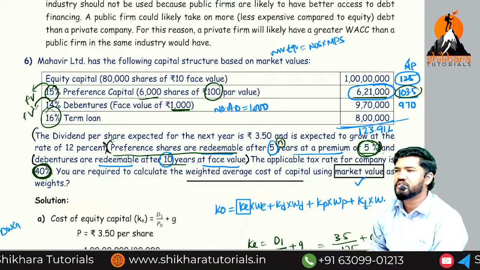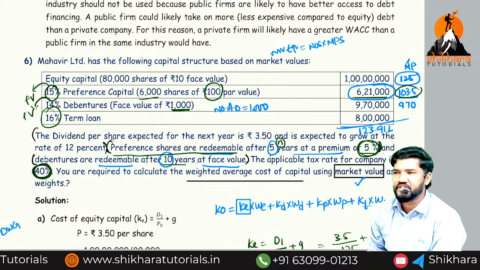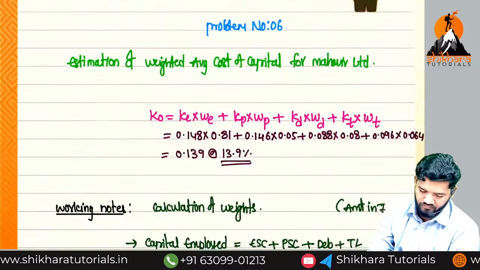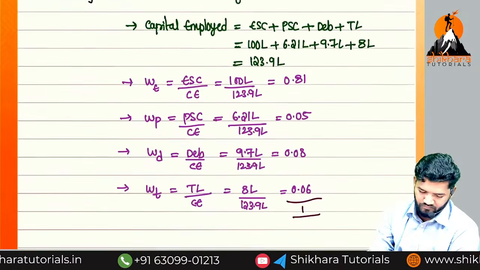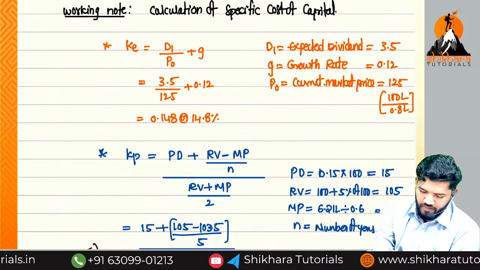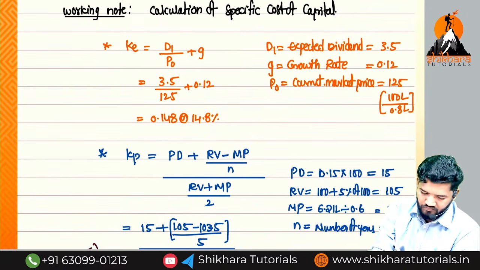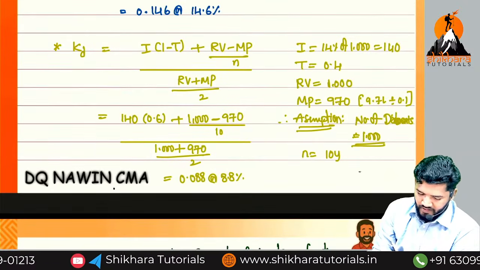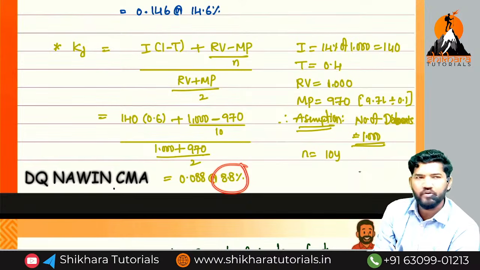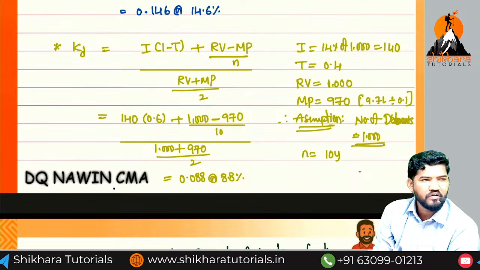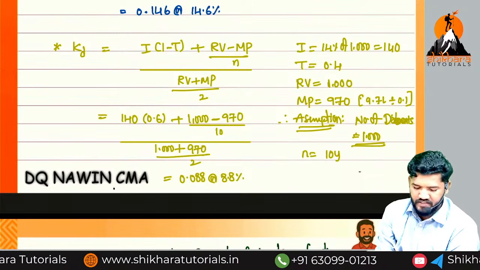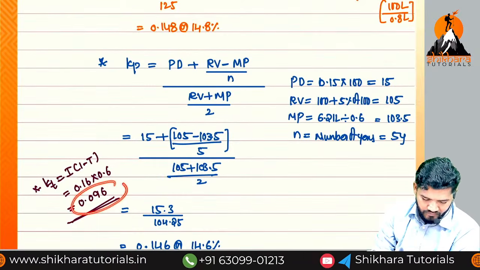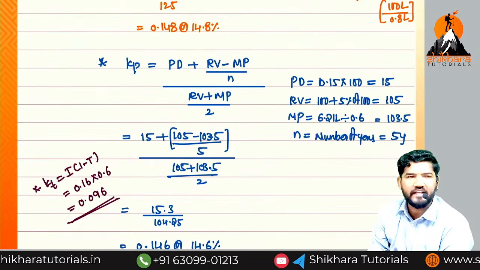The term loan is left. 16 into 40, 60%. How much? 9.6%. So KT is 9.6%. Okay, then fine.